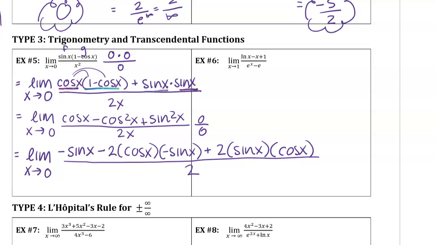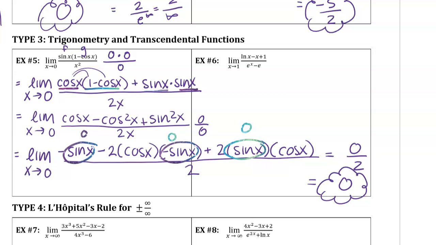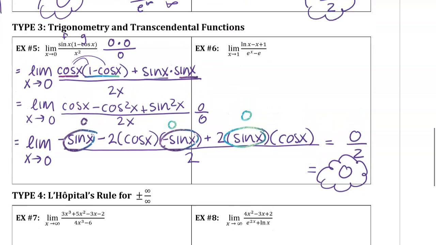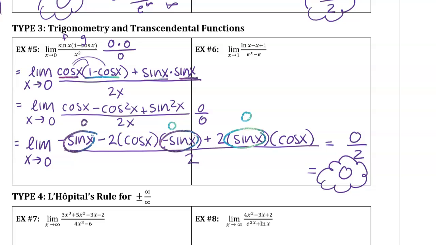Now, if we put in 0, we end up with, this is 0, this is 0, this is 0. So everything will go to 0, so we end up with 0 over 2, which is 0. Oh, I almost skipped one because I kind of went all over the place in there.